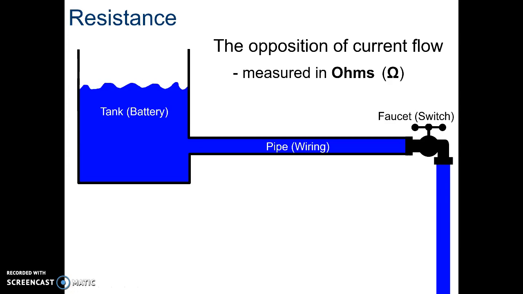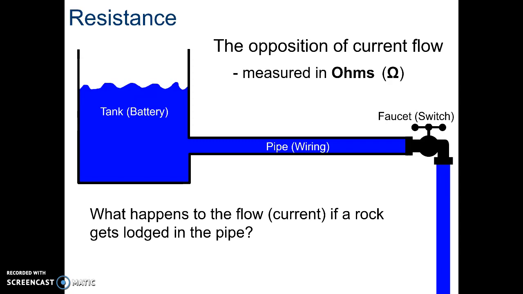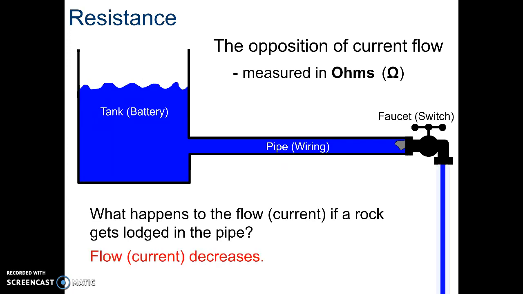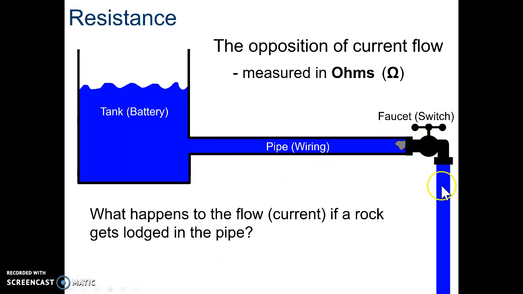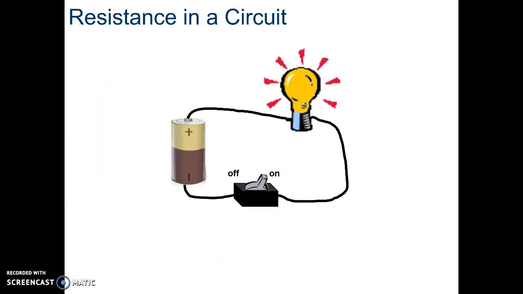Resistance is the opposition to the current flow. We measure that in ohms. So what happens to the flow of the current if a rock gets lodged in the pipe? What's going to happen? Is it going to increase or decrease our flow? Our flow is going to decrease, right? Because there's something clogging up the pipe. If we look wide, and then we lodge that rock in there, it narrows down.